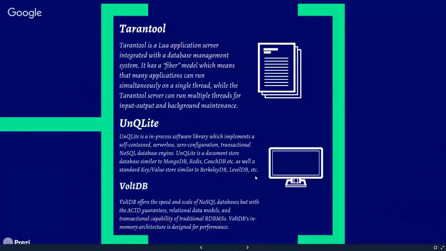Also, Tarantool, which is a Lua application server integrated with a database management system. Also, UnQLite. UnQLite is an in-process software library which implements a self-contained, serverless, zero-configuration, transactional NoSQL database engine. Also, VoltDB. VoltDB offers the speed and scale of NoSQL databases, but with the ACID guarantees and relational data models.